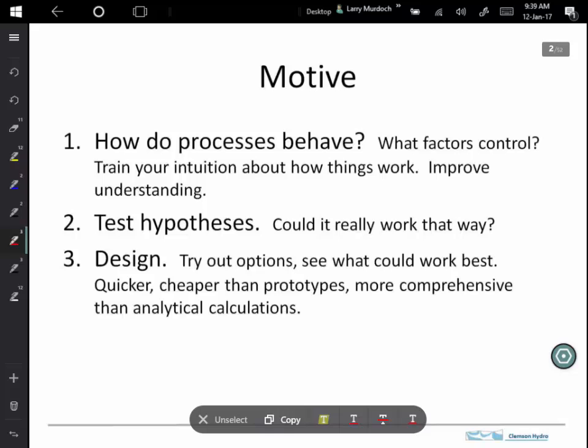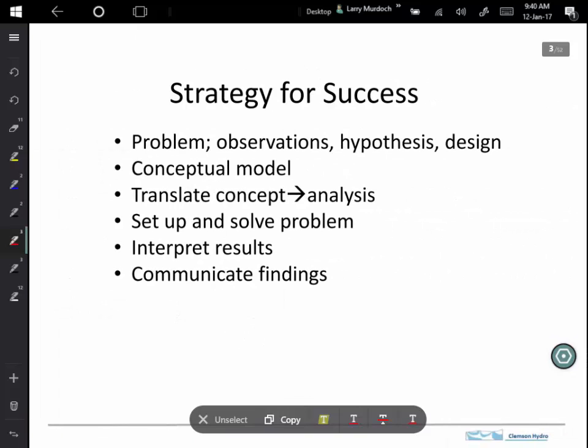So for engineering design, I think that the methods that we're going to be seeing in class this semester are becoming quite important. I think in the future they're going to become very important as a way of doing designs. They're really quite powerful techniques. Okay, so what's the strategy for success in doing this kind of a simulation approach? This is a big picture overview of doing numerical simulations analysis.